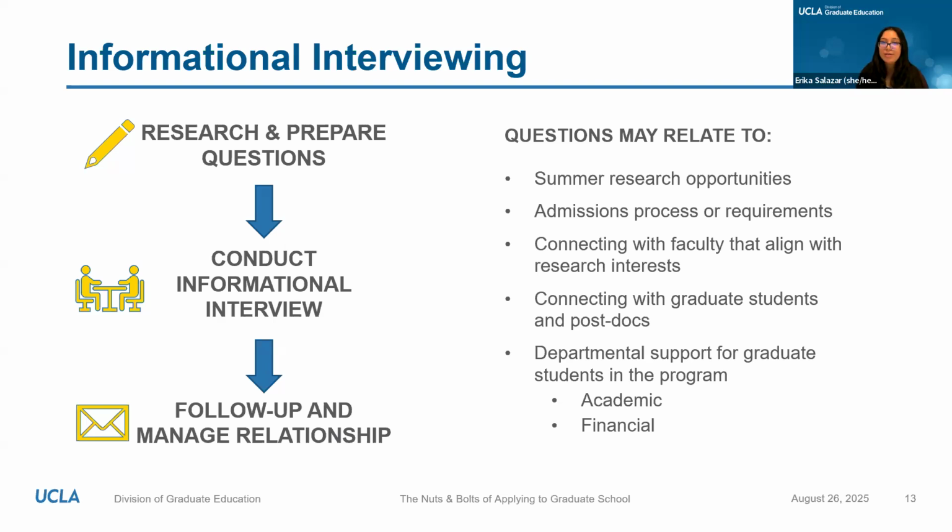So what you should be doing before meeting with this person, with that grad student affairs officer, is researching and preparing questions. As a prospective graduate student, we do encourage you to ask some of the following questions. Summer research opportunities: what kind of opportunities are available in their grad department? Admissions processes or requirements. Connecting with faculty that align with your research interests. Connecting with grad students and postdoctoral students. Departmental support for graduate students in the program, both academic and financial.